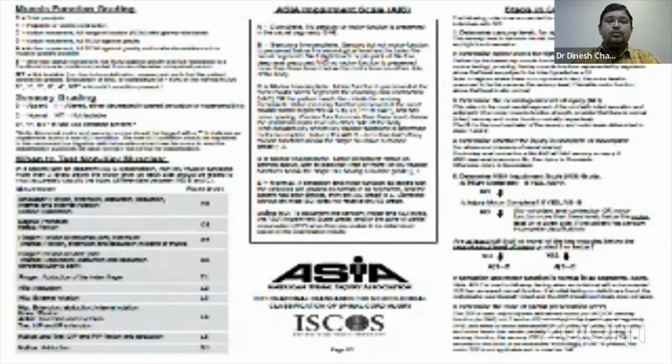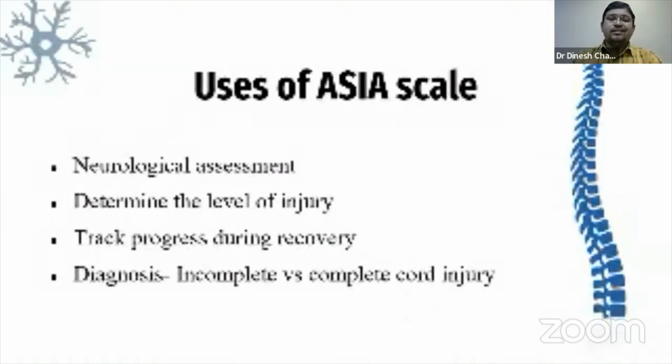In the scale it is given how to assess. For the motor assessment, it is MMT-wise grade 0 to 5, and then NT, that is non-testable. Then how to grade sensory: 0, 1, 2, and so on. Then what are the key muscles to assess, how you score the ASIA impairment scale, what are the steps for classification, and how to check for zone of partial preservation. We'll see these in detail.